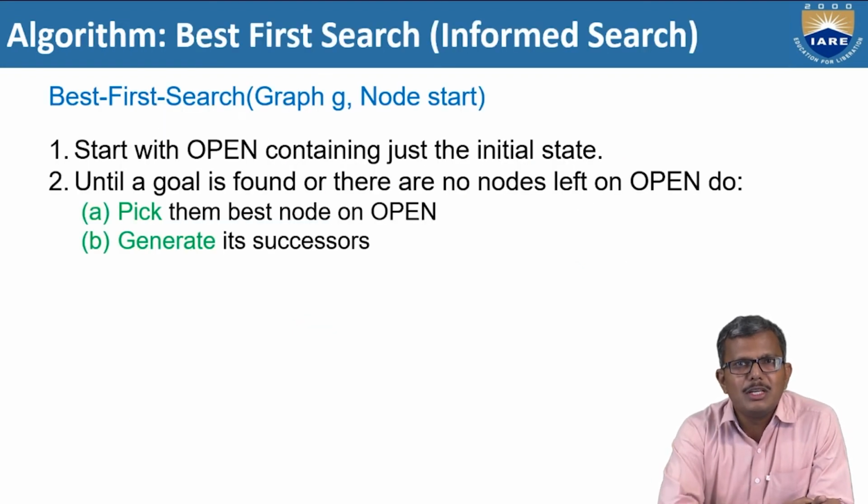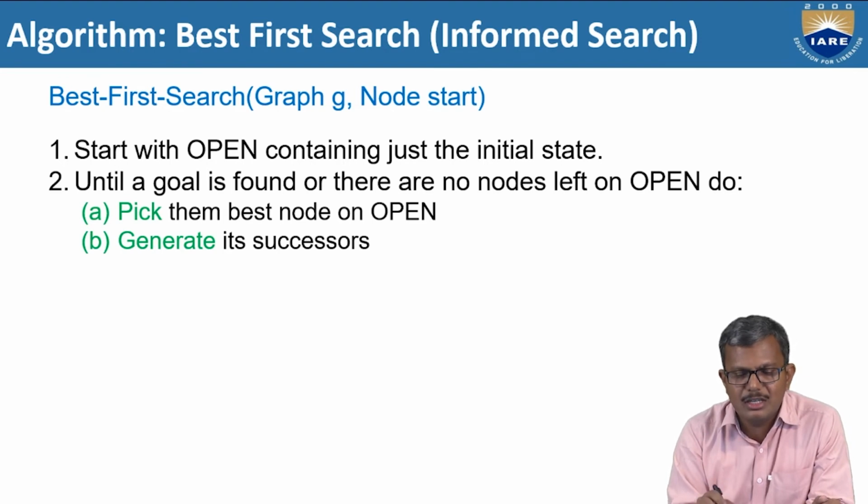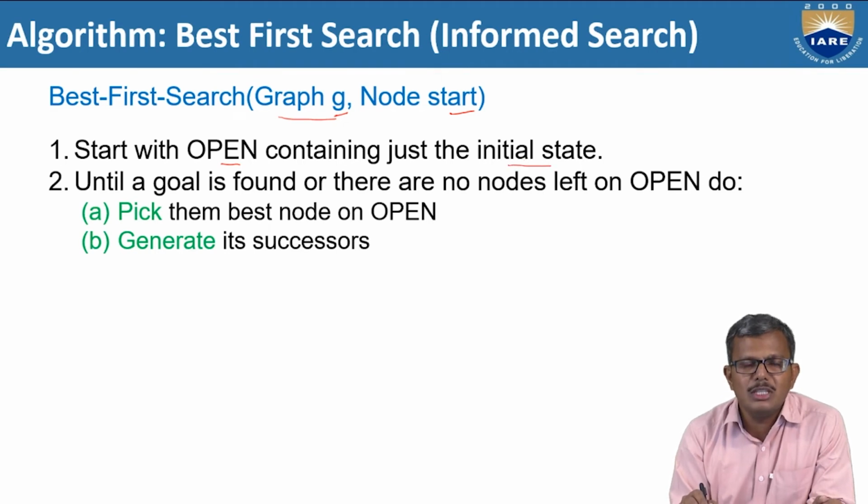Coming to the algorithm implementation. If it is a graph, we are going to consider two things: one is graph G and the other one is the node. If you are talking about a tree, there is no need of this particular variable. We start with the creation of one priority queue, which is called open. In the open priority queue, we are going to keep the initial state. Once the initial state is placed in the open priority queue, we need to identify and generate the successors of the node.